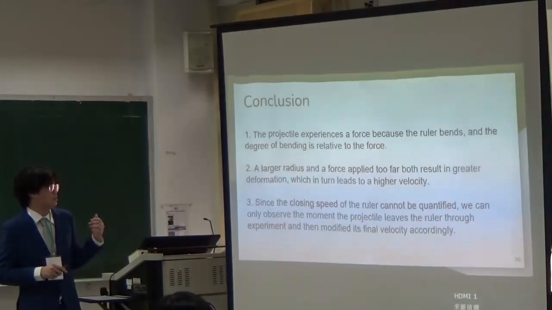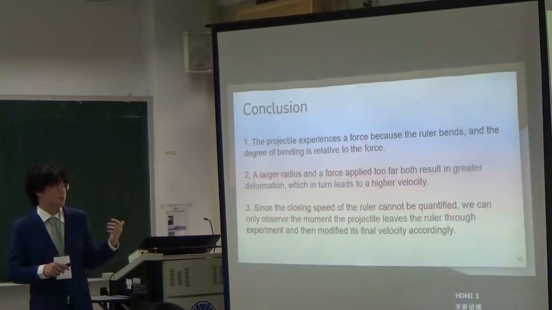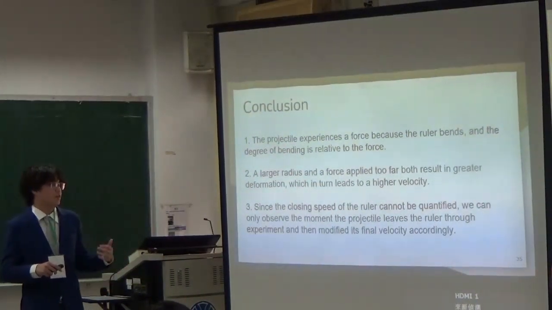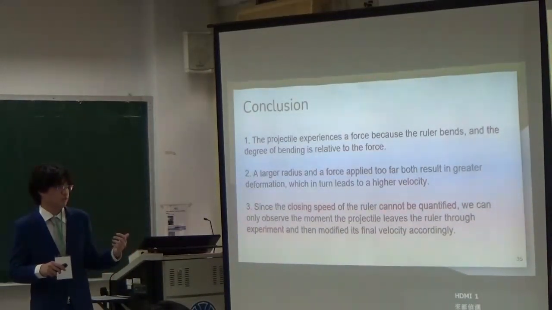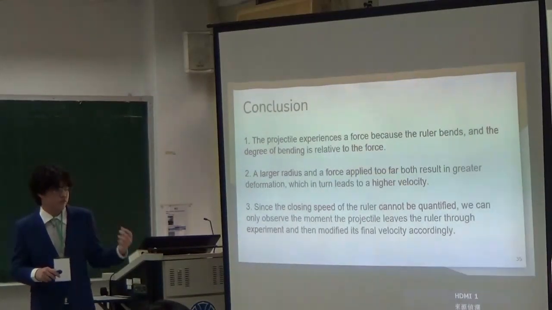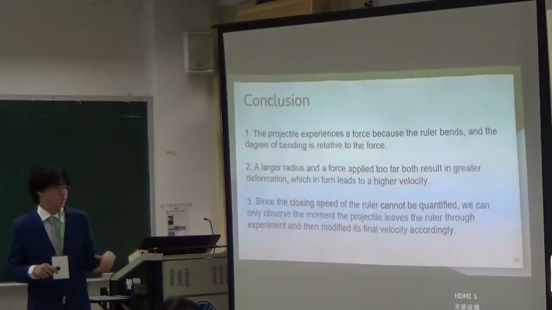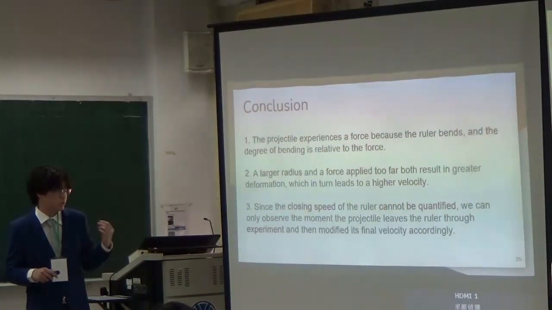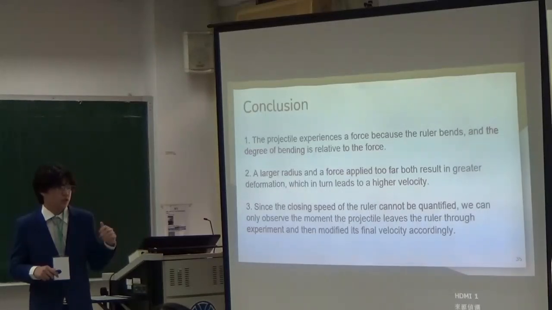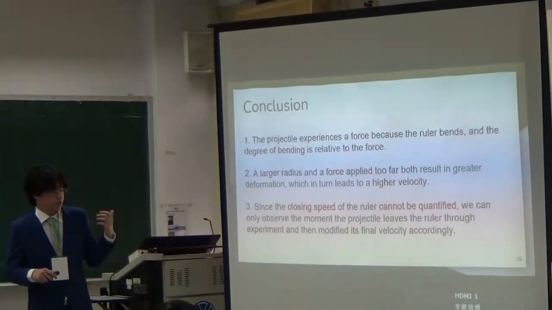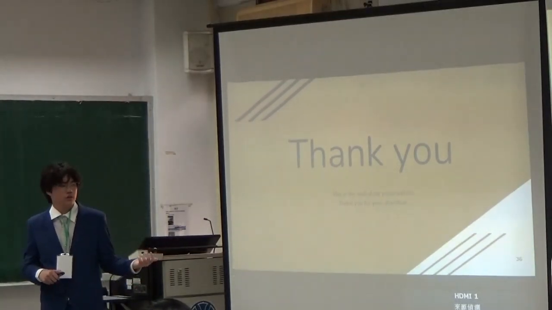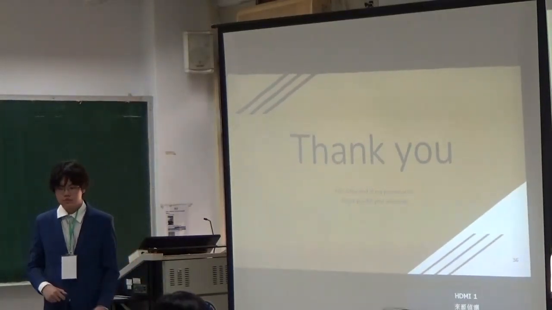The first one is the projectile experiences force because the ruler bends, and the degree of bending is relative to the force, and the larger radius and the force applied to it both result in a greater deformation, which in turn leads to a higher velocity. And since the closing speed of the ruler can be quantified, we can observe the moment the projectile leaves the ruler through experiment and modify its final velocity accordingly. And this is all my presentation. Thank you guys for patient listening.